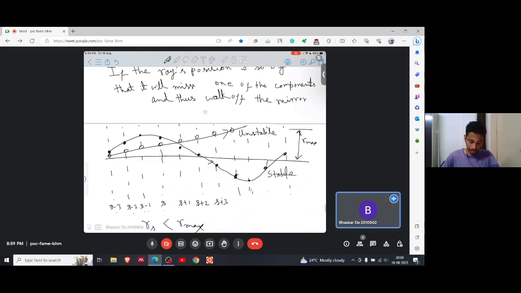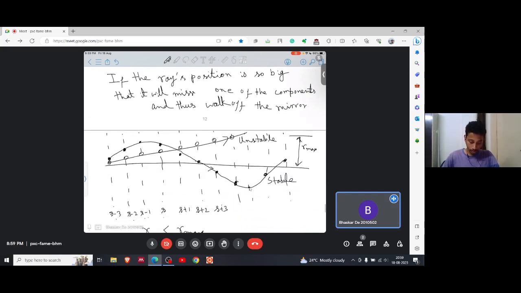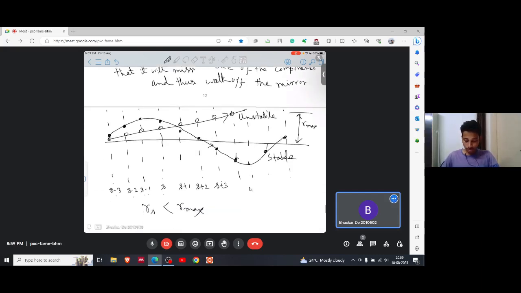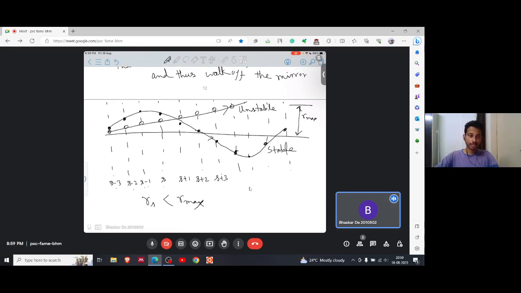In a stable cavity the value of R s will never cross the value R max, but for an unstable cavity it will grow, and at some point it will cross R max and just walk off the mirror, and that cavity cannot be used in a laser. But in a few cases an unstable cavity is also required. So in the next class I will find the condition for which the cavity will be stable.